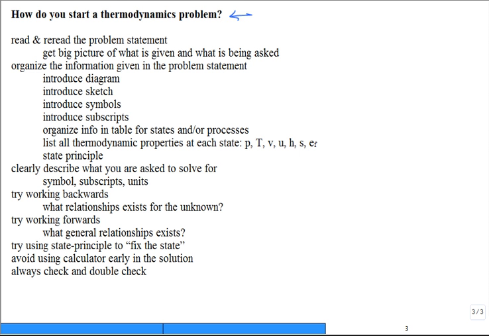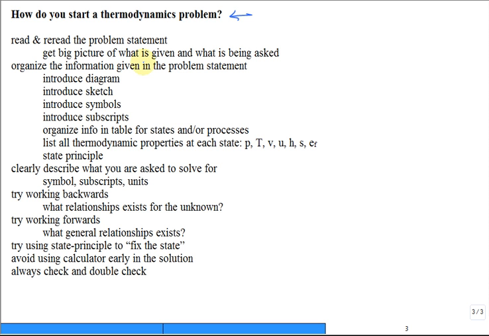This is general information on how to start a problem. Read and reread the problem statement. I usually don't have time in class to reread it, and reread it, and reread it, but I normally do that myself when confronted with a new problem. I'm not smart enough to read it one time and get all the information out of it, especially if it's brand new to me. I have to reread it, read it again and again.